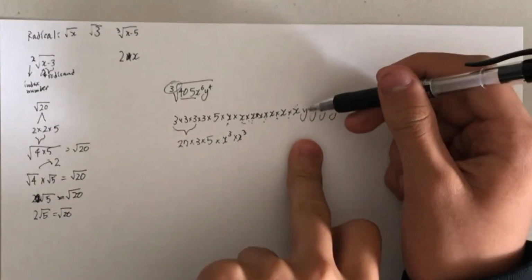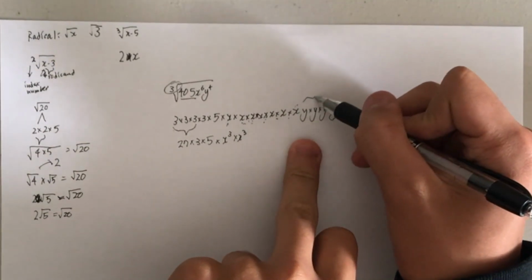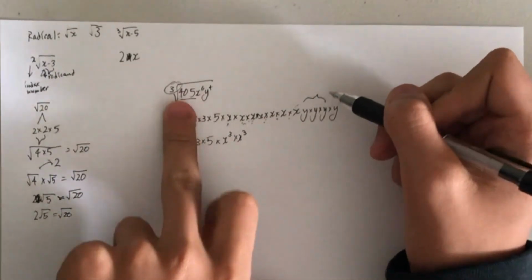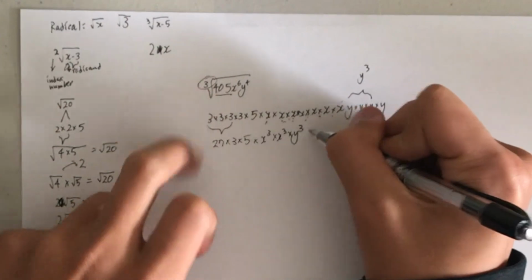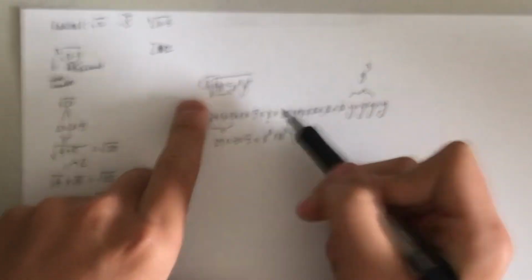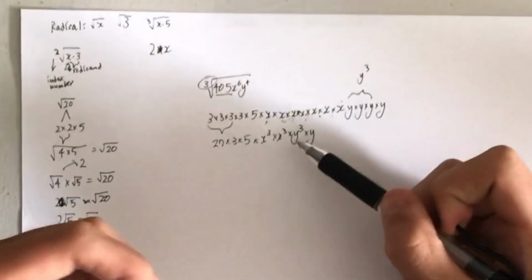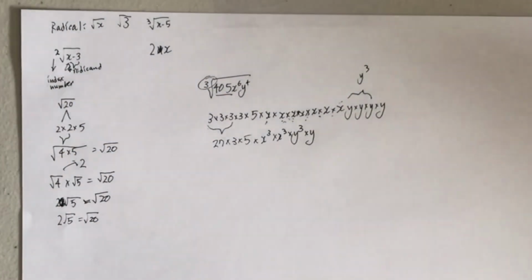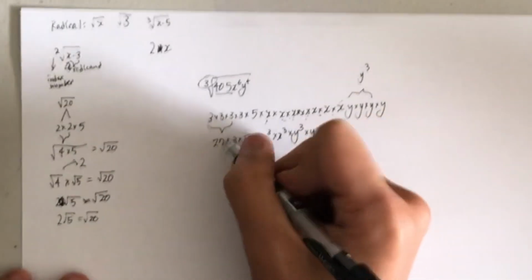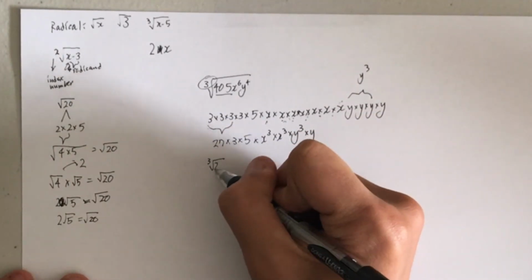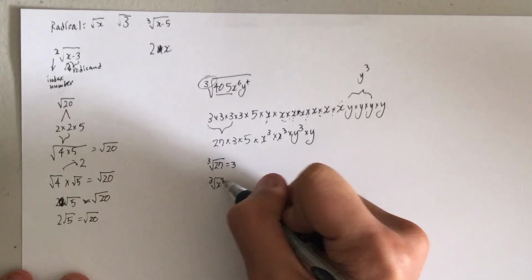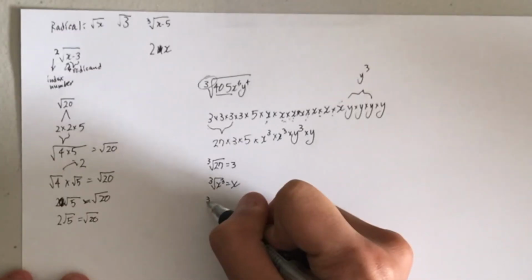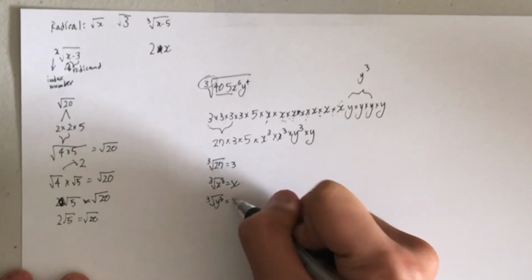And if we look at the y variables, we see that we can find one group of 3 y's, which is the size of the index number, and we can simplify that to y cubed. Now we know that we're trying to simplify this by making the radicals that we already know the value of into integers or numbers to take out of the radical. So for example, the cube root of 27 equals 3, the cube root of x cubed equals x, and the cube root of y cubed is equal to y.